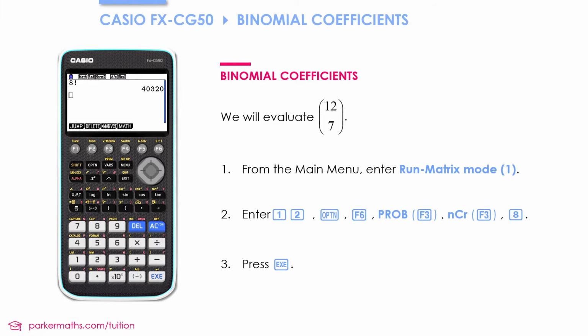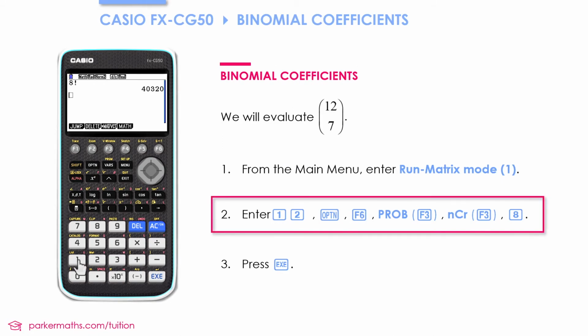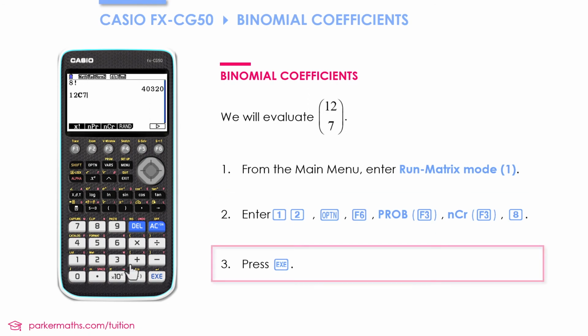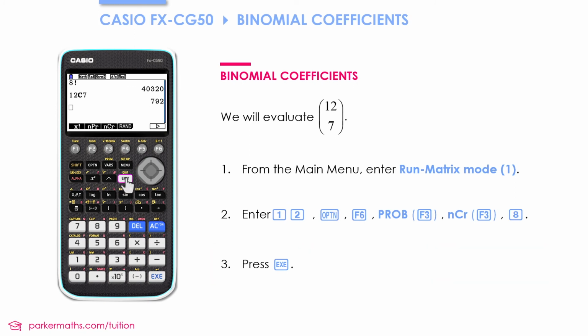Next, we'll look at evaluating binomial coefficients. We'll evaluate 12 choose 7. We first enter 12. Then we go into the same menu as before, so Option, next set of menus, Probability, and this time we choose nCr, which is F3. Then you put in the second value, 7, and you press EXE, 792. So that's how to evaluate binomial coefficients.